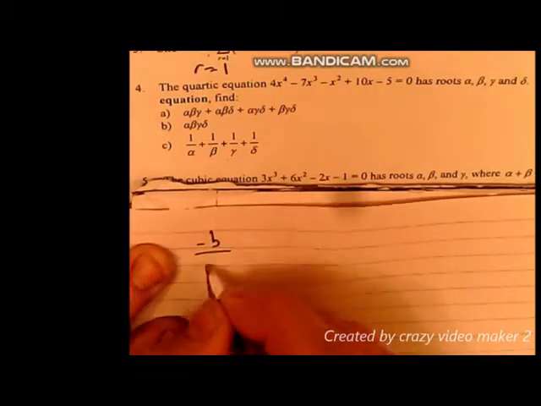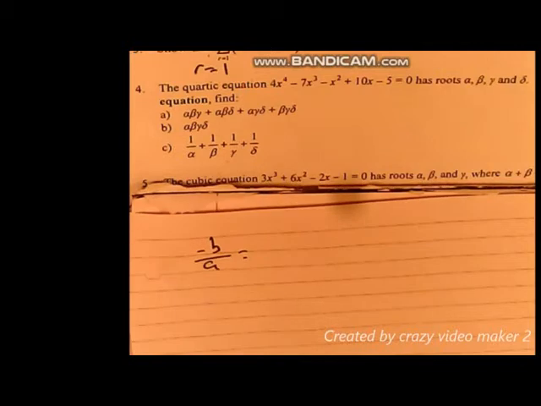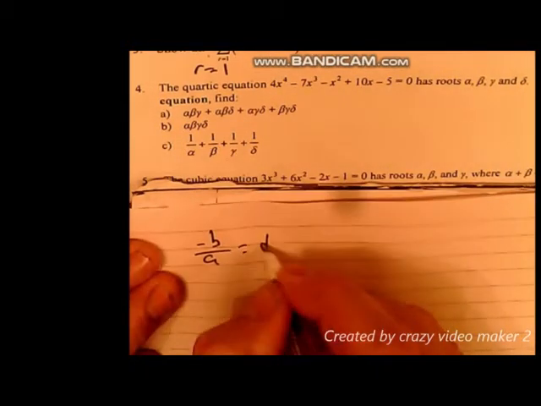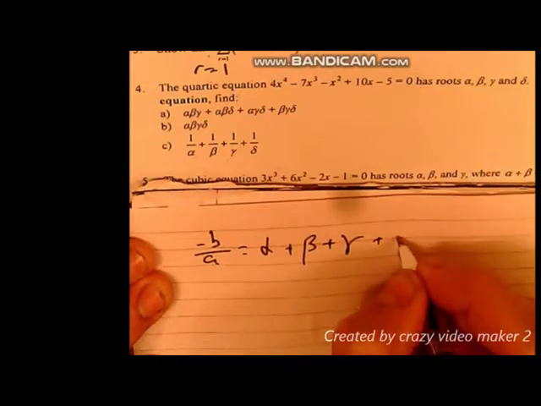Minus b over a, and that's always going to be the individual ones on their own. And because there's 4 roots, it's going to be 4 of them: alpha plus beta plus gamma plus delta.